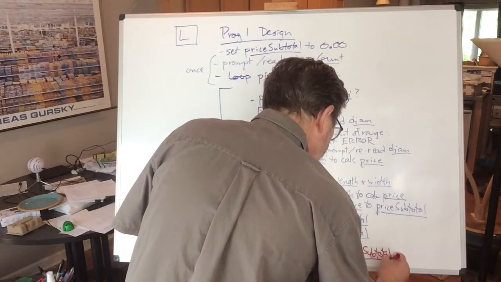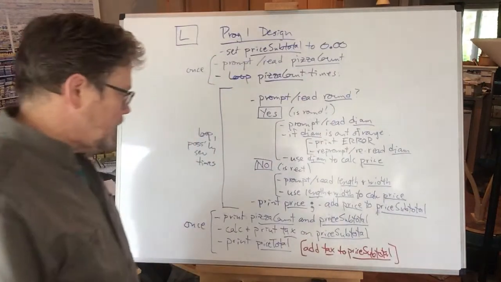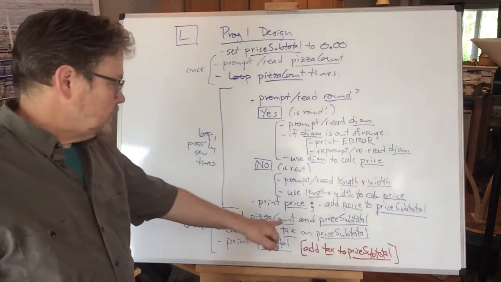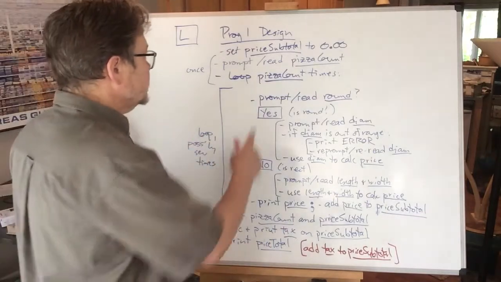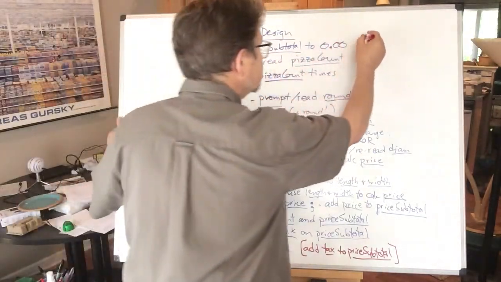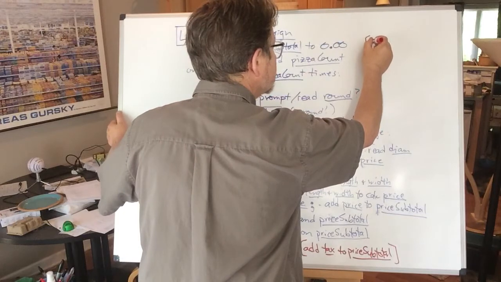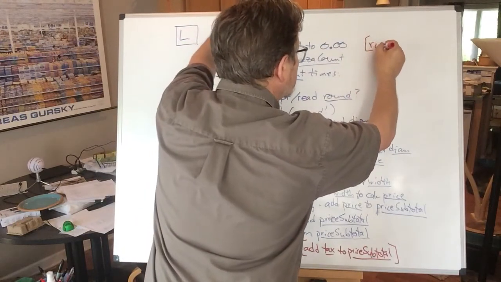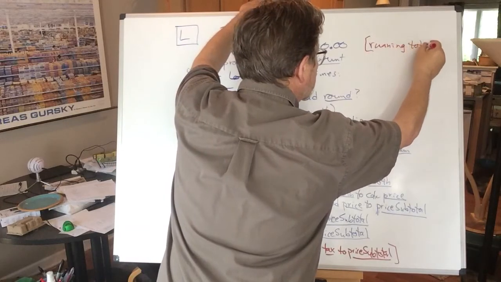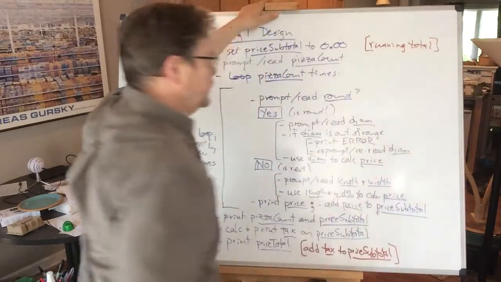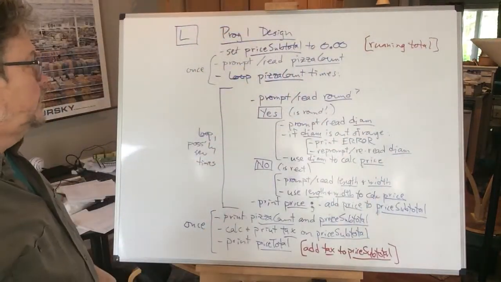And you can use your own variable names. Not only can you, I recommend it. Calculate and print tax on subtotal. That goes without saying. That's the formula. This, set price subtotal to 0. That is ye classic running total. And again, if you don't know what I'm talking about, go back and look at example 2.